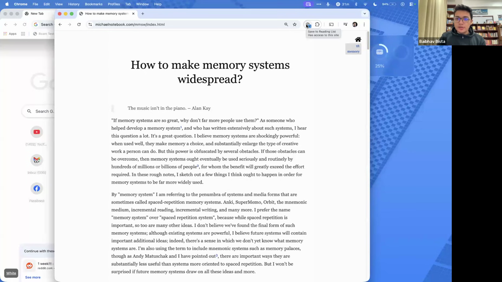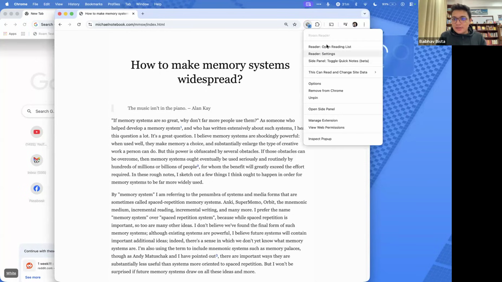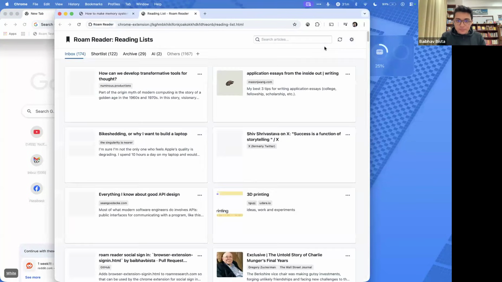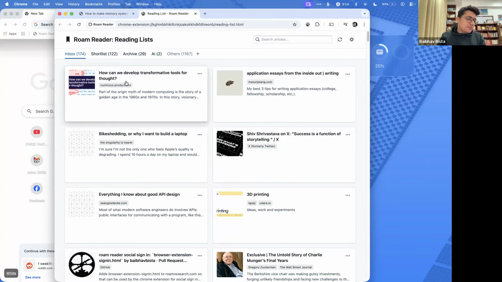I'll start with a bit of exposition at the start of this video, and then as we start reading, there'll be a lot less exposition. But let's start. Right click, and then you can open your reading list. Here you can see all of the things I have in my inbox, shortlist, archive, AI, and others, which are all of the stuff that has been exported to my Roam graph from Readwise.